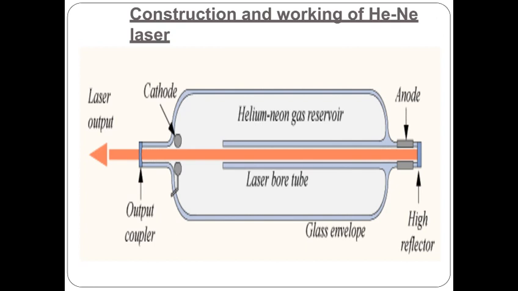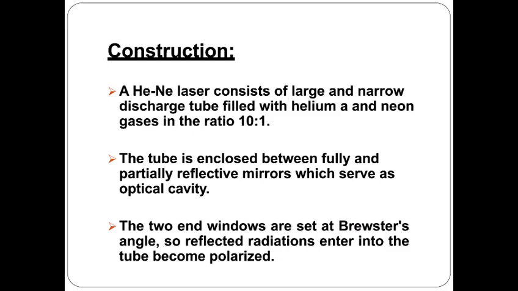This is about construction and working of helium neon gas laser. It is consisting of a discharge tube having fully reflecting face on one side and partially reflecting face on another side. The mixture of helium and neon atoms is filled in the discharge tube in proportion of 10 is to 1, and across the cathode and anode of this discharge tube a very high potential difference is applied by radio frequency generator. So you can see the highlights of construction.